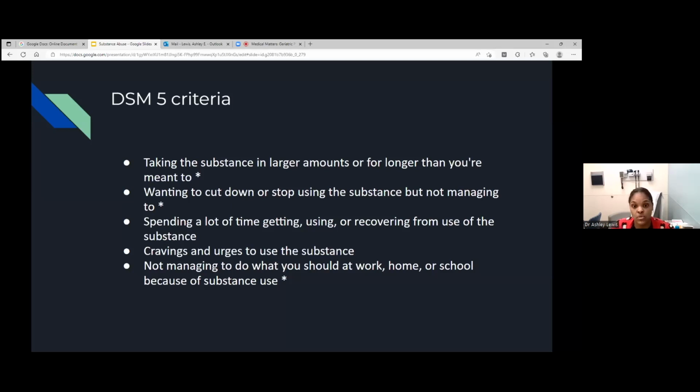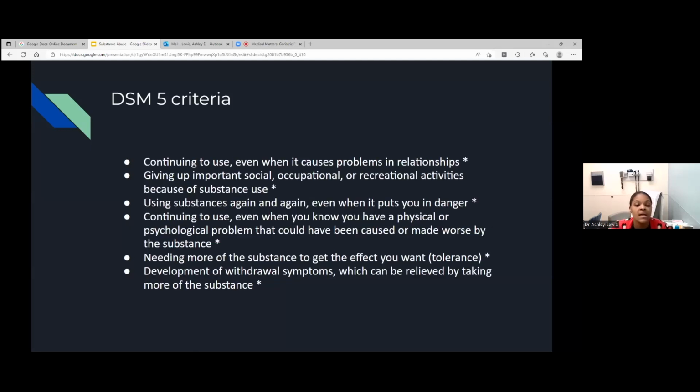Taking the substance in larger amounts or for longer than you meant to, wanting to cut down or stop using the substance but not managing to, spending a lot of time getting, using, or recovering from the use of the substance, cravings or urges to use the substance, not managing to do what you should at work, home, or at school because of the substance use, continuing to use even when it causes problems in relationships, giving up important social, occupational, or recreational activities because of substance use, using substances again and again even when it puts you in danger, continuing to use even when you have physical or psychological problems that could have been caused or made worse by the substance, or needing more of the substance to get the same effect that you want, which is tolerance, or development of withdrawal symptoms, which can be relieved by taking more of the substance.